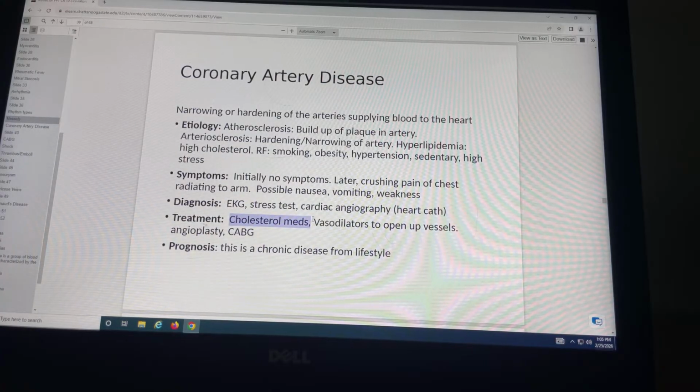Then they also will give vasodilators to help widen up those vessels, right? Because the wider the vessels are, the more blood and oxygen can get through. Does that make sense? Yeah. They may also do an angioplasty. Remember what that is? What's an angioplasty?